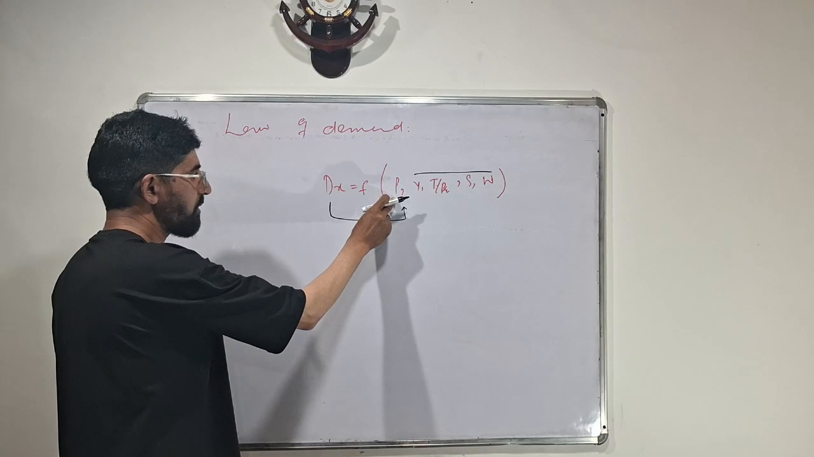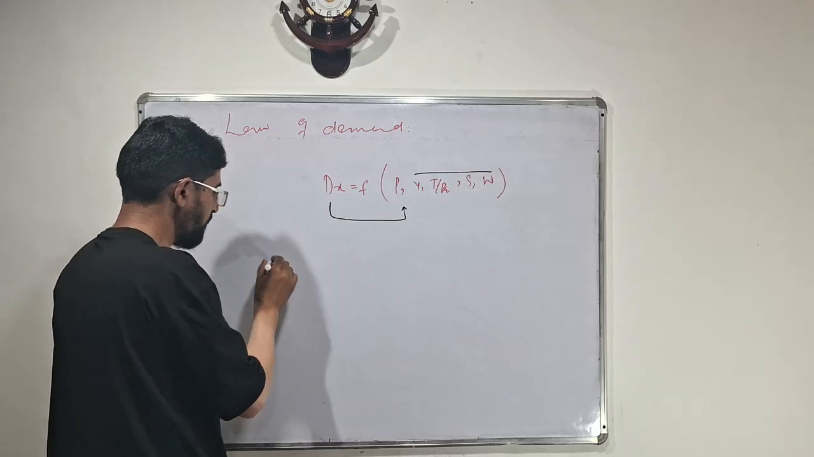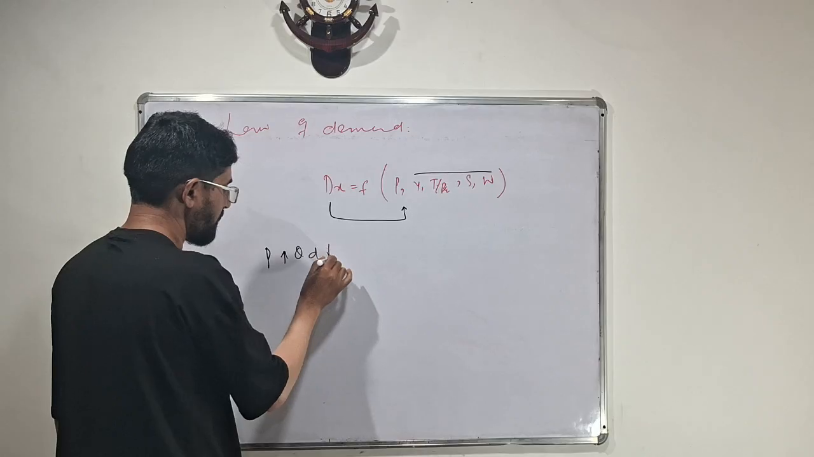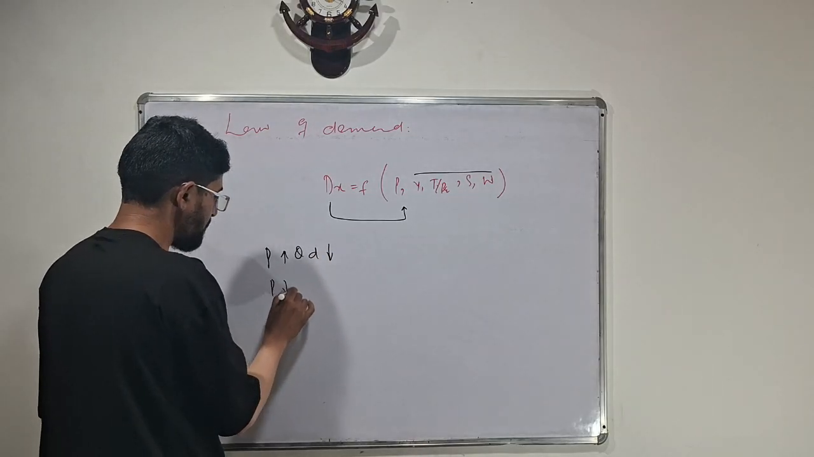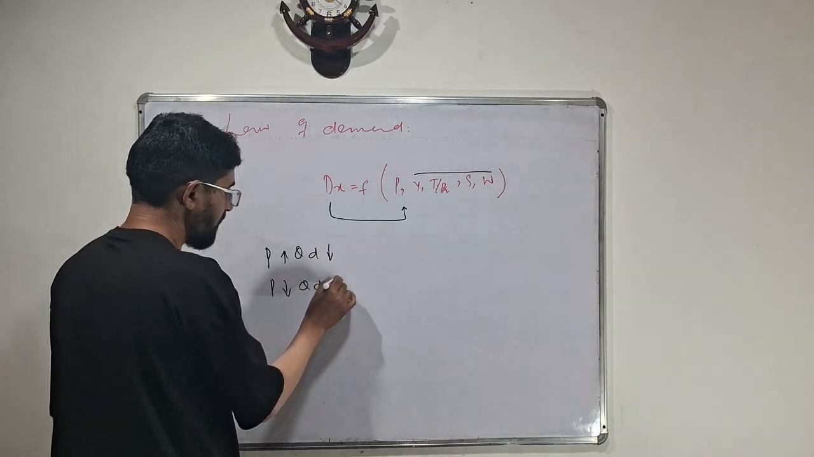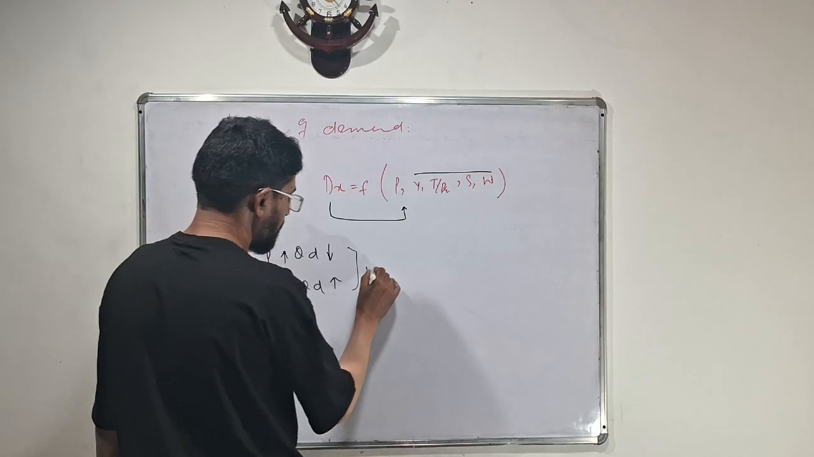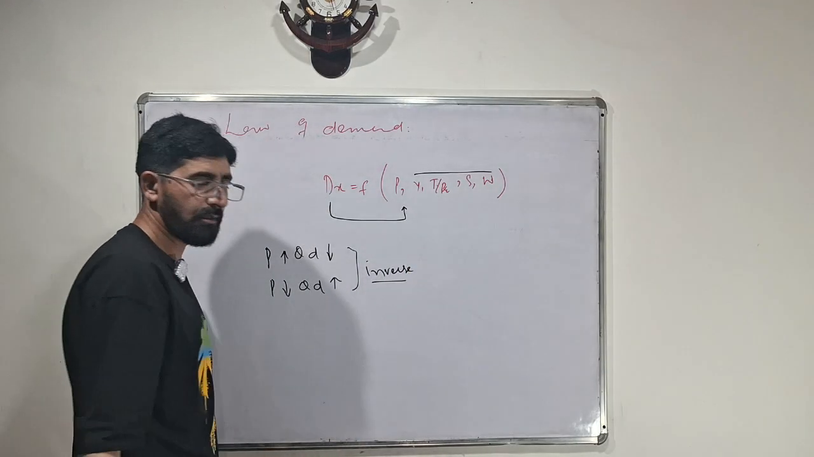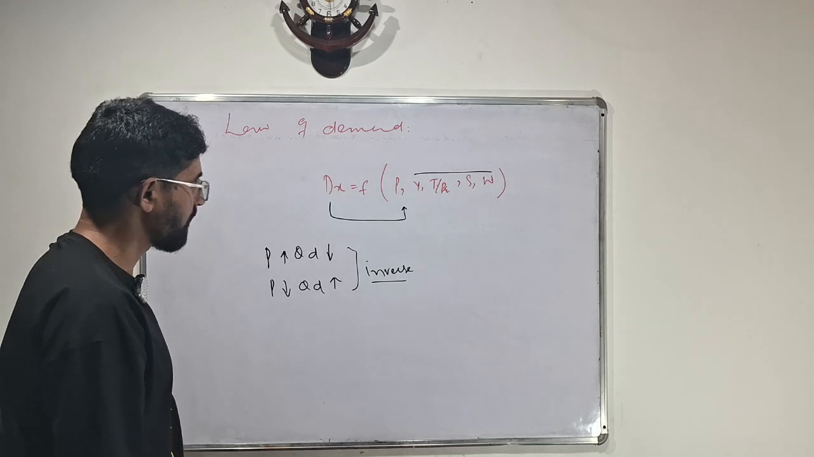If price increases, quantity demanded falls. If price falls, quantity demanded increases. It means there is a negative or inverse ratio. I showed this with the help of a schedule and diagram.